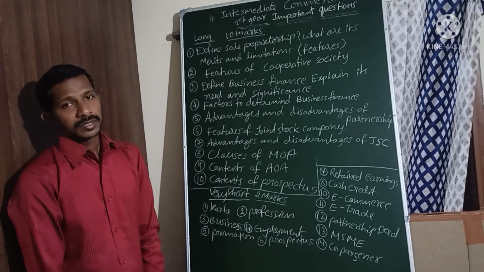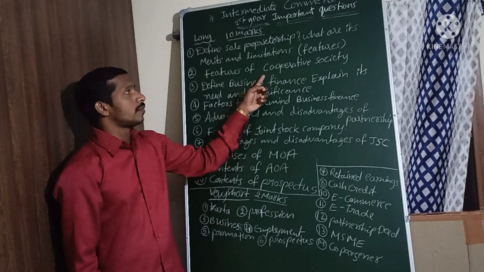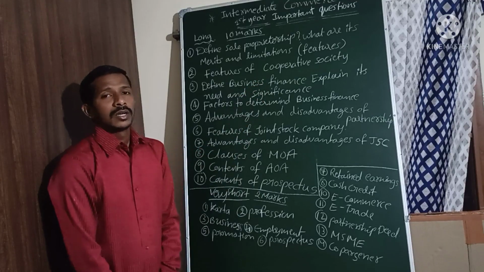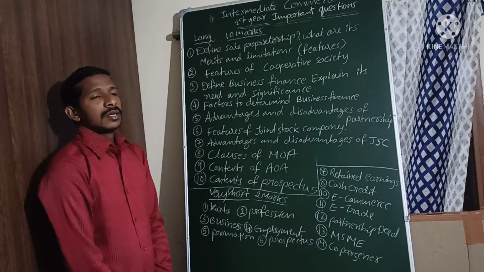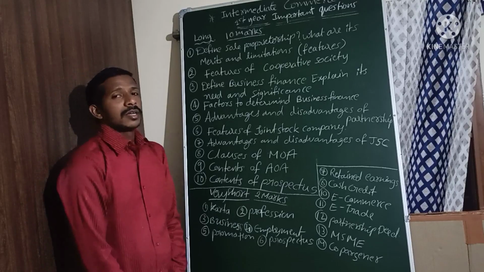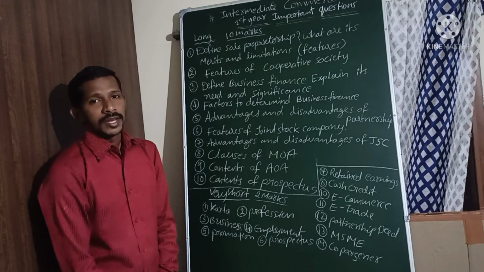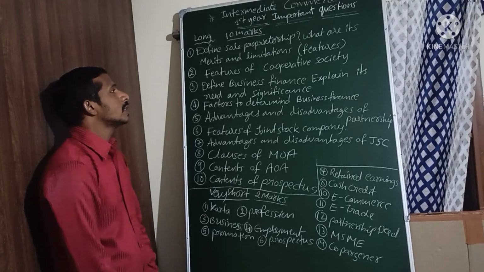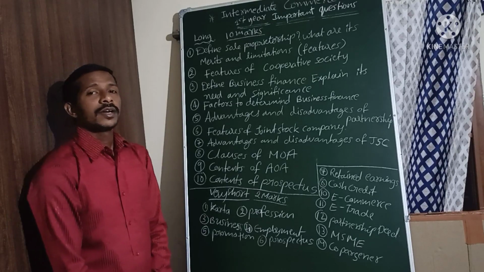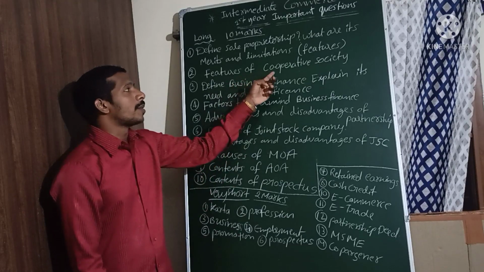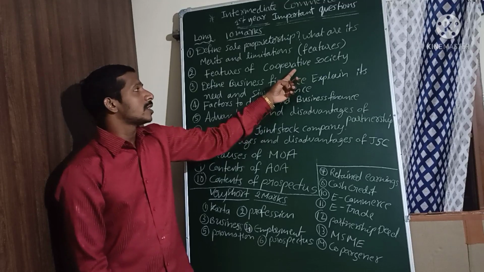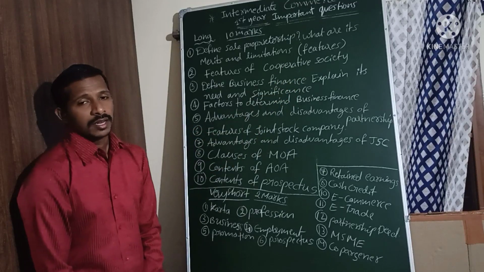And the second question is features of cooperative society. There are different types of features. Cooperative society means co, with, and operari, to work. So the word is derived from the Latin word cooperari. One for all, all for one, each for all and all for each is the motto of the cooperative society. According to the Cooperative Societies Act 1912, many features are there.